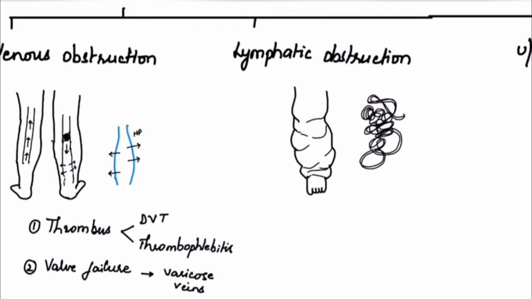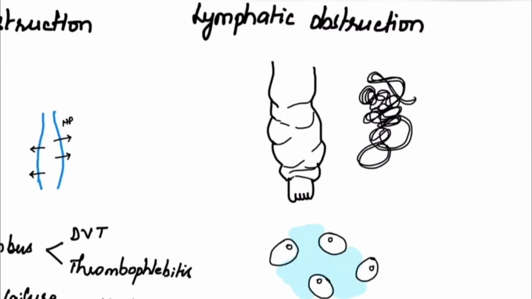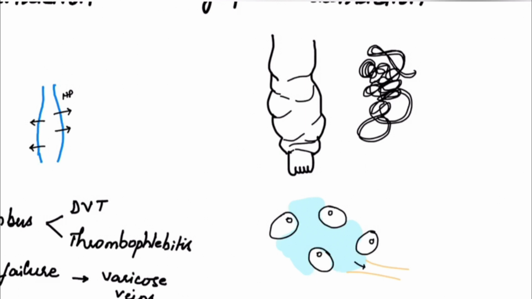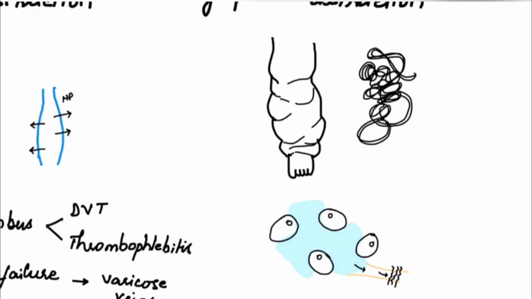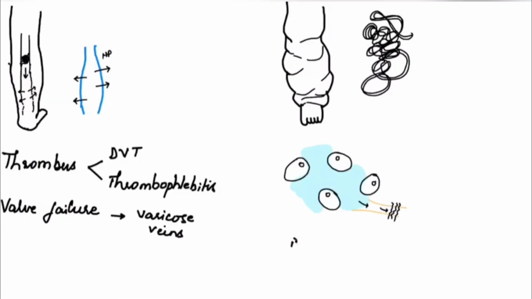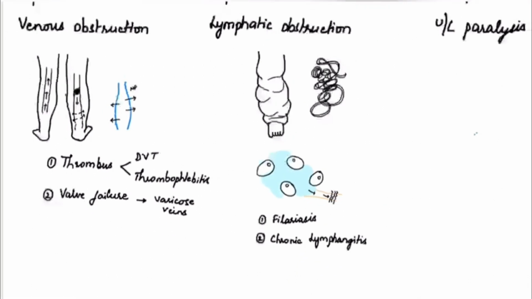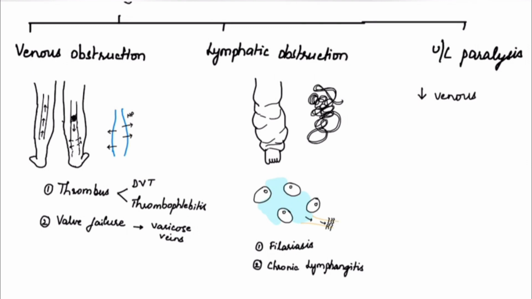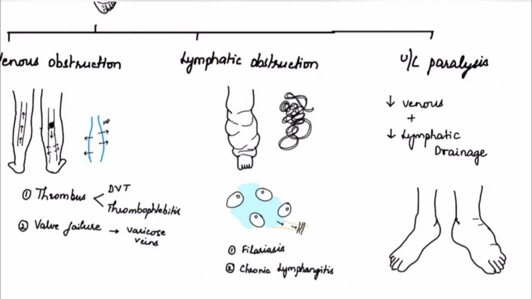Next is lymphatic obstruction, especially because of filariasis, because the interstitial fluid is drained by the lymphatics. So whenever there is obstruction to the lymphatic drainage, the interstitial fluid will increase in amount, thereby leading to edema. So causes include filariasis and chronic lymphangitis. Next is unilateral paralysis. Here, both the venous drainage as well as the lymphatic drainage will be decreased, because of which there will be localized edema.